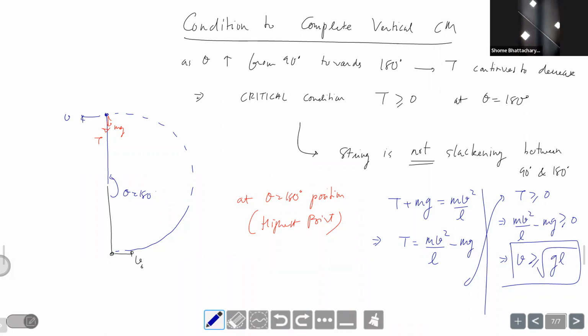So I've assumed the particle has gone to 180 degrees and reached the highest point. I'm assuming that if it's reached the highest point, the string is not slackened. So the tension is greater than or equal to 0 at the highest point. See the free body diagram at the highest point. Tension and mg are both aligned. They're both acting downwards. So net force is T plus mg, and that net force is the centripetal force, because it's pointing towards the center, right? So T plus mg is equal to mv square by R.